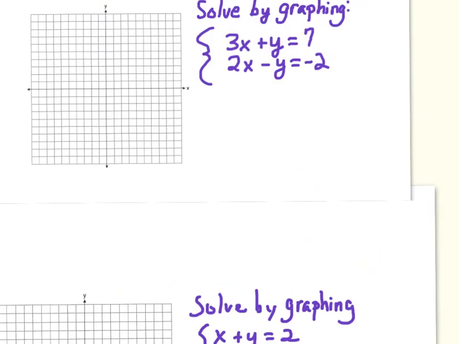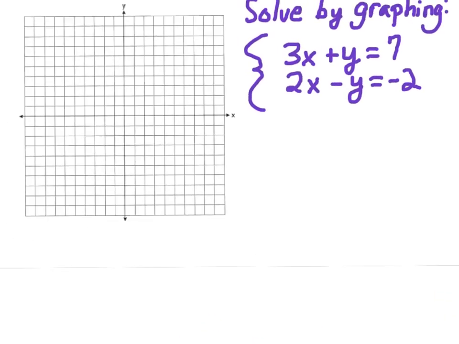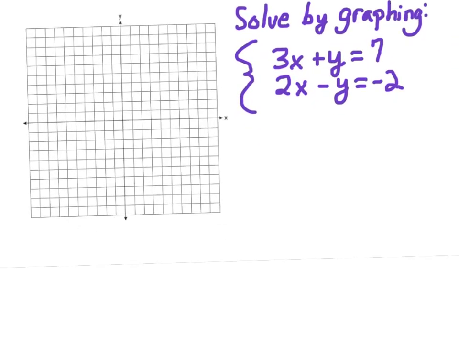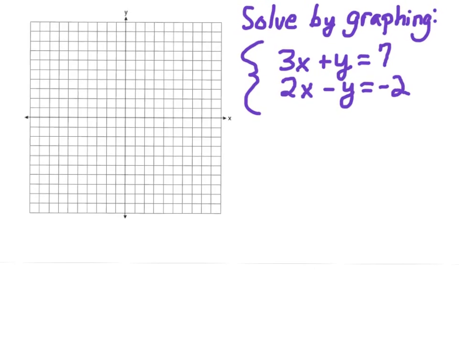That we know what we're trying to accomplish. So I'm going to solve this system by graphing. I think I'm going to try to make it just a little bit bigger, to make our job of graphing a little bit easier. So I've got 3x plus y equals 7.